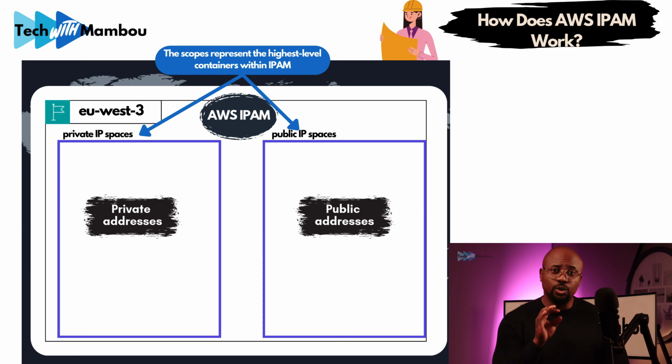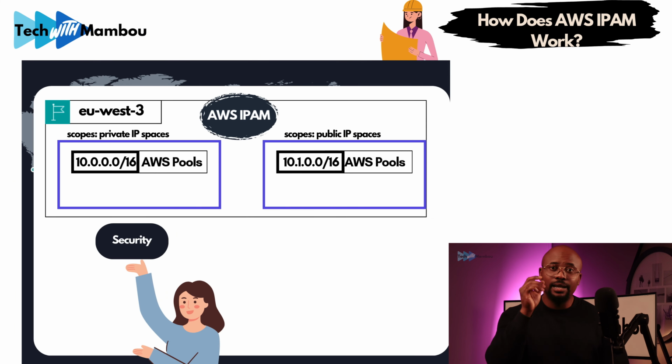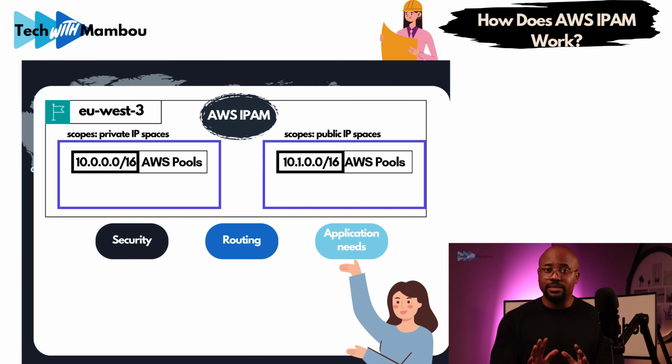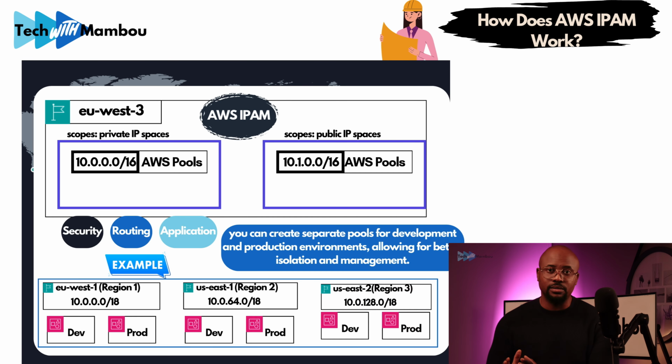Within these scopes, you create IPAM pools, which is a collection of contiguous IP ranges or CIDRs. These pools help you organize IP addresses based on your security, routing, and application needs. For instance, you can create separate pools for development and production environments, allowing for better isolation and management.